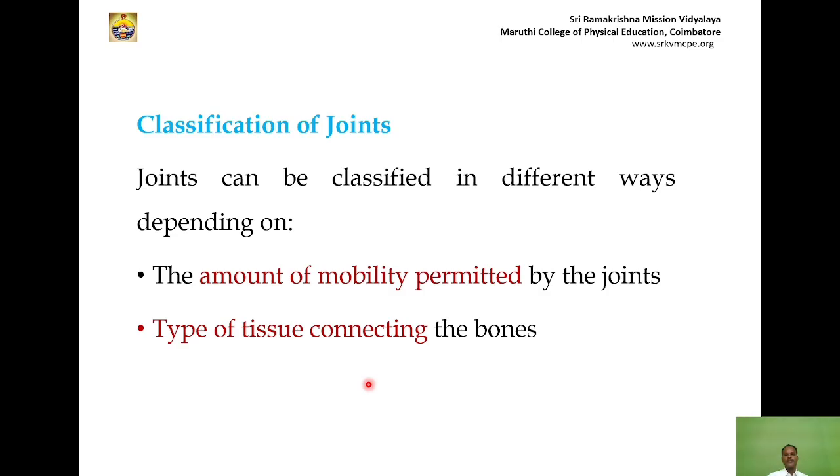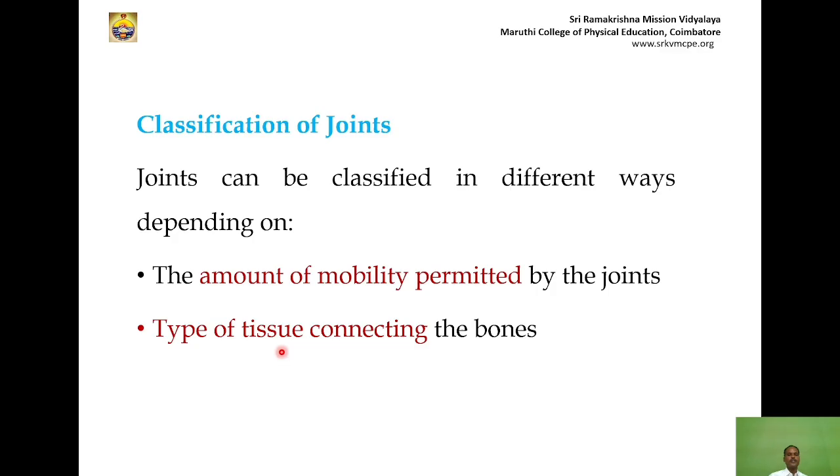Joints can be classified in different ways depending on the amount of mobility permitted by the joints and the type of tissue connecting the bones. So the joints will be divided into two types. One is the amount of mobility permitted by the joints, another one is the nature of tissue. What movements are possible? This comes under the first category. And what connecting tissue is present in the joint? This is the second category. So we can classify the joints in two types.